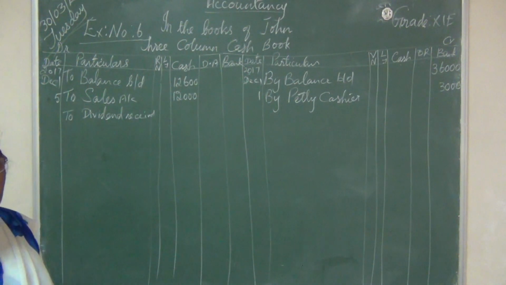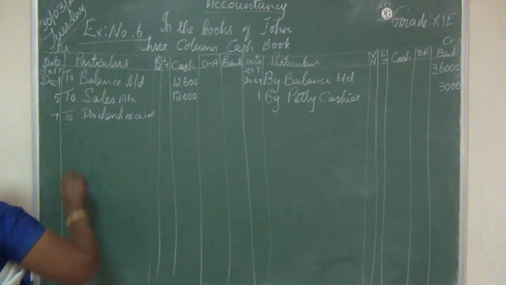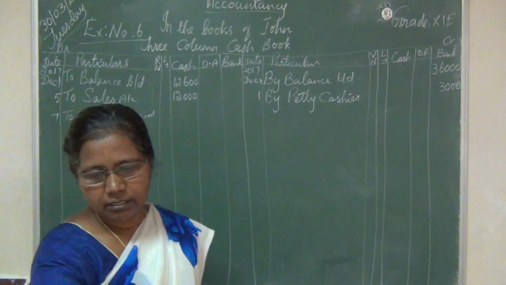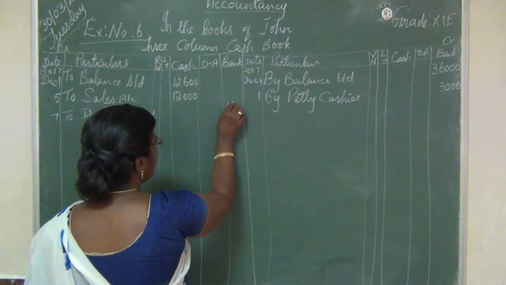Dividend received. First you write the date, 7. The amount is 1,000 rupees. We should write in the bank column. 1,000.